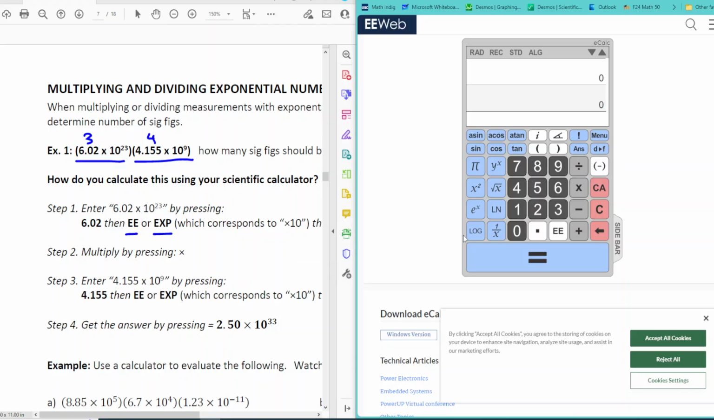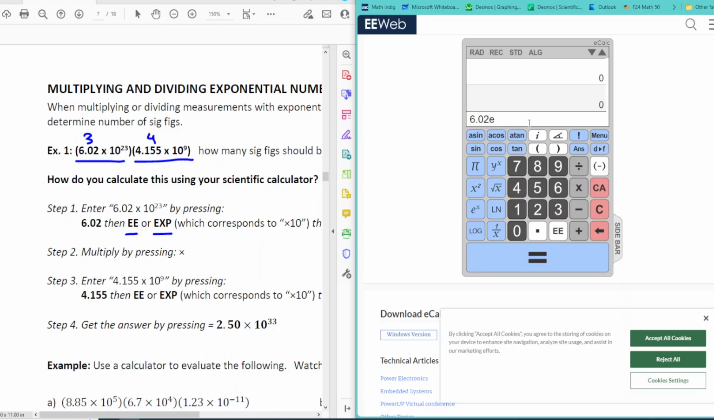Okay, so I just went online to find a calculator so I could show you what this looks like. This calculator has the EE button. It'll be very similar if your calculator has an EXP. What I'm going to type in is 6.02, and then you hit that EE or that EXP button. Now this calculator puts an E in there.